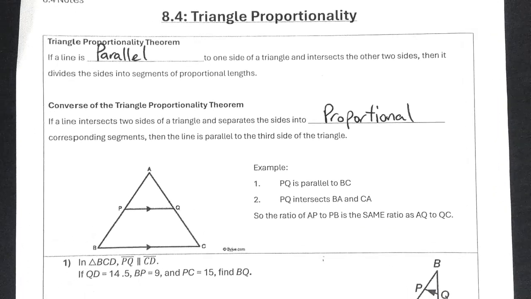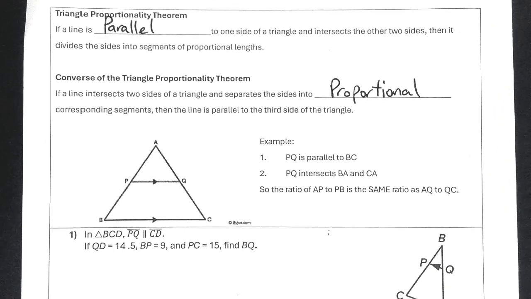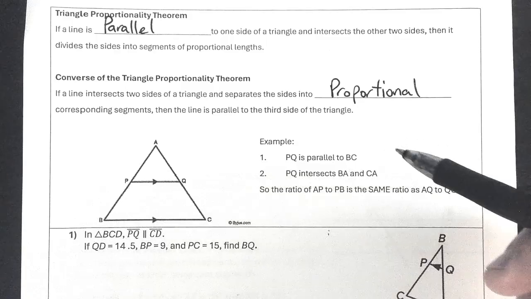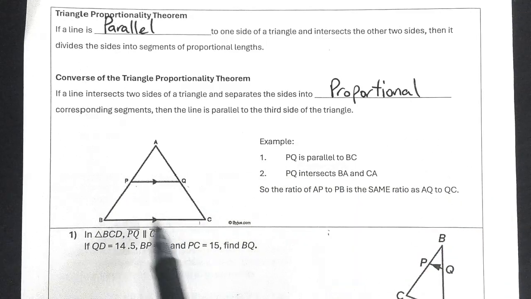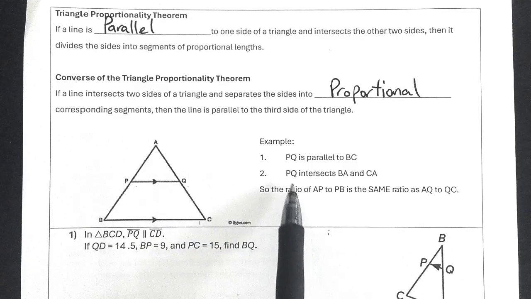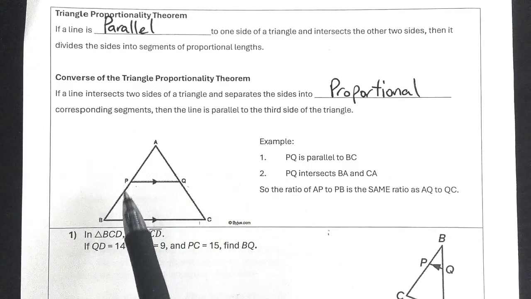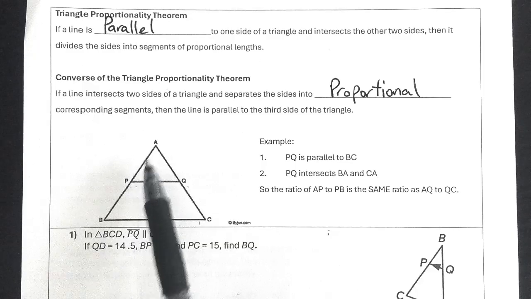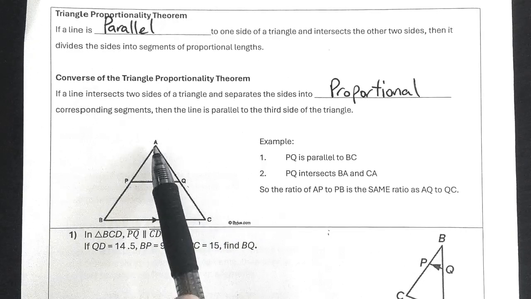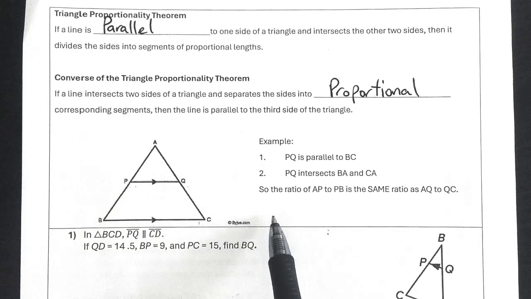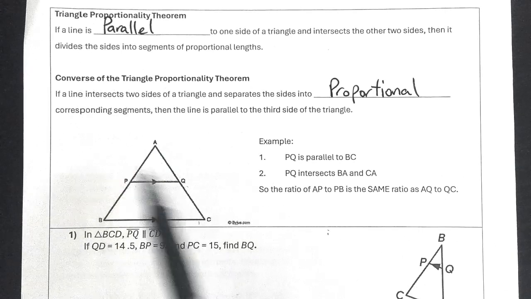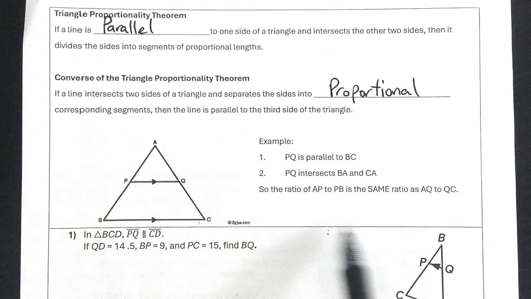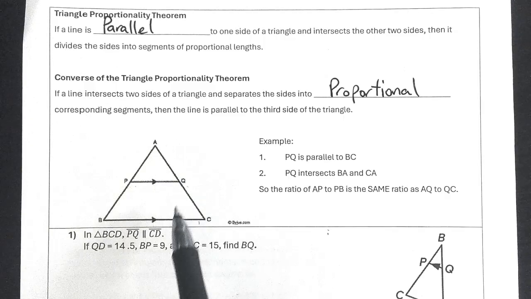So what it really looks like, let's just scoot this up. For our example over here, they're telling us that PQ is parallel to BC. PQ intersects BA and CA. So the ratio of AP to PB is the same as the ratio from AQ to QC.